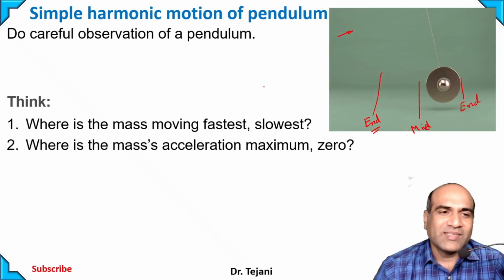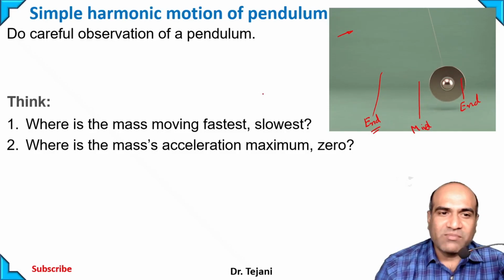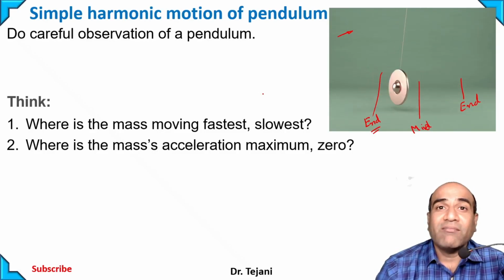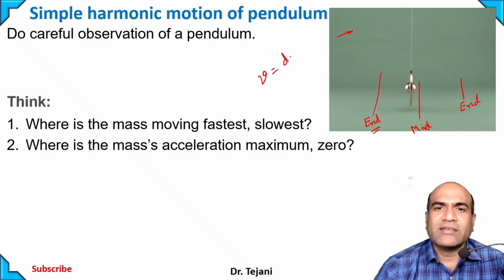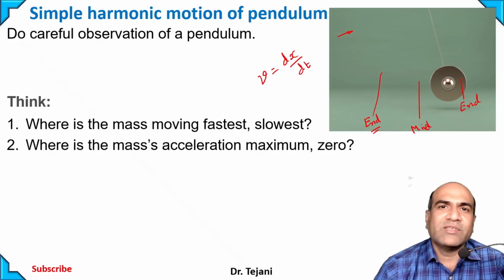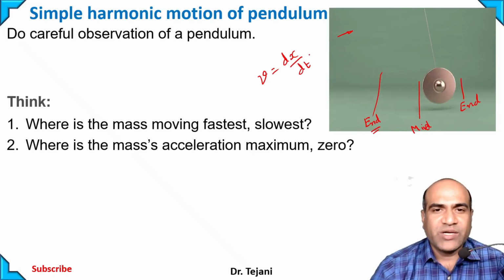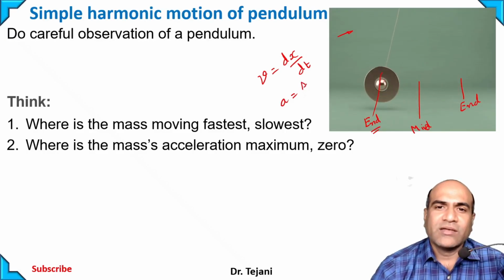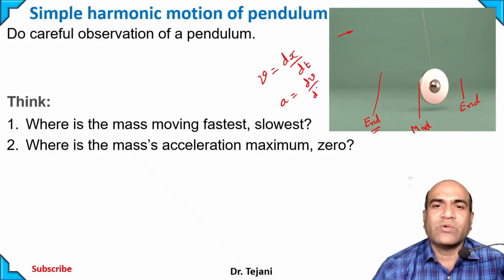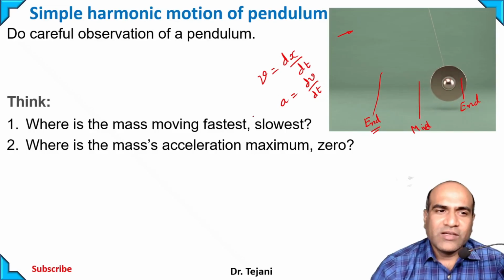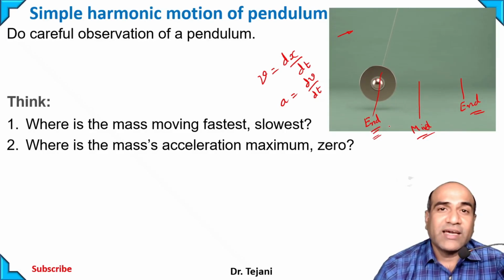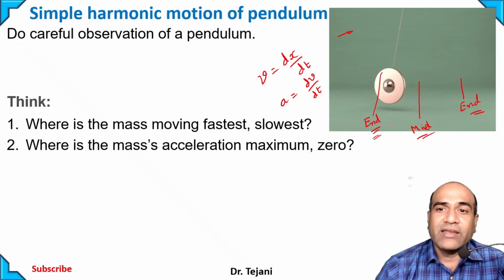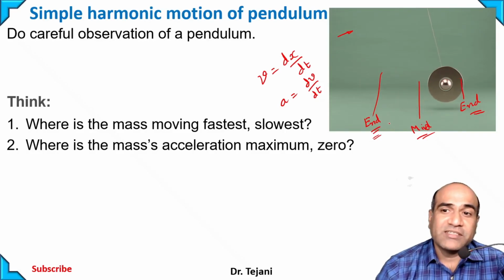Next question: where is the mass acceleration maximum or zero? We know that velocity is dx by dt, meaning change of displacement per unit time. And what is acceleration? Change of velocity with respect to time, dv by dt. Again, three positions: mid position, end position, and end position. At which place is acceleration maximum, and at which place is acceleration 0?